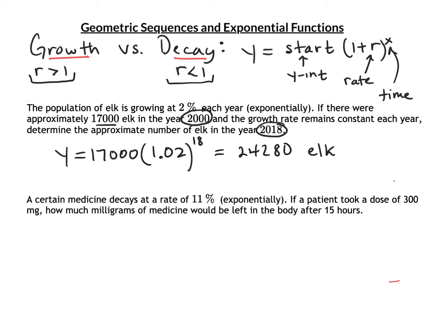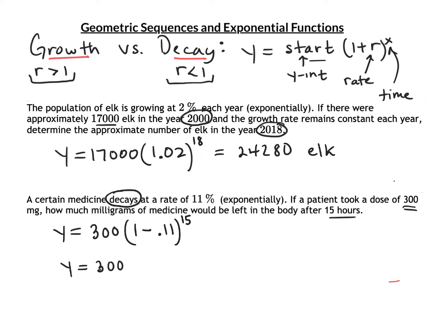The next example is decay. A certain medicine decays at a rate of 11%. If a patient took a dose of 300 milligrams, that's the starting dose. You're starting at 300. Notice it's start times 1 plus the rate. Well, it's decaying. That means it's decreasing. So it's 1 minus the rate. 1 minus 0.11 to the power of x, which is time. And that would be 15 here. It's in hours. Now we would write this as y equal 300 times 1 minus 0.11, which is 0.89, to the power of 15.